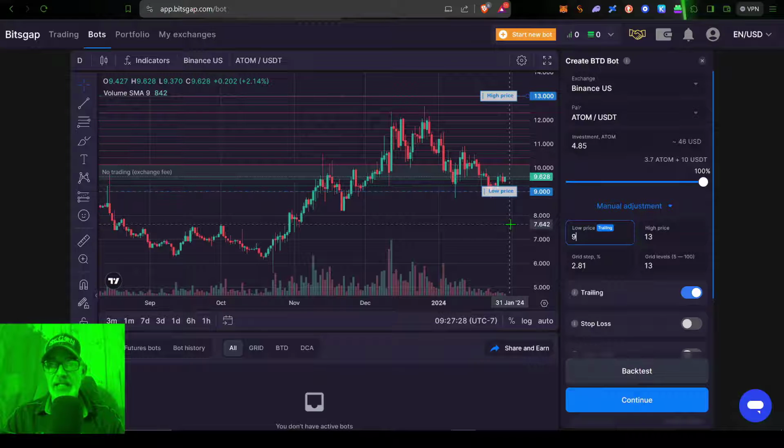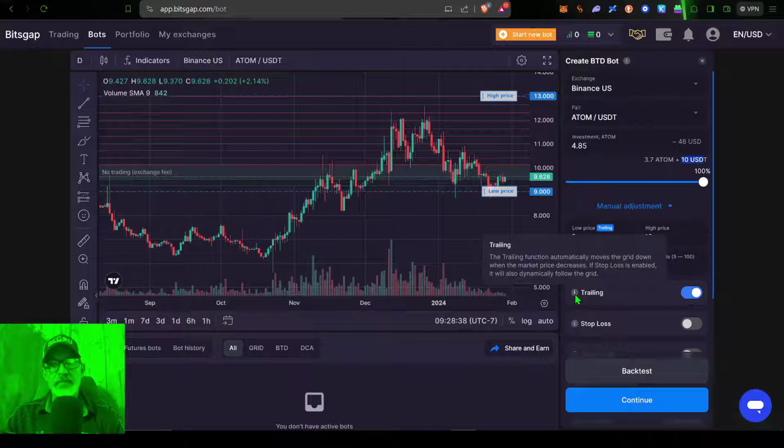Now with that being said, keep in mind, you will need some additional USDT available for the bot to make those buys if the price goes down below your lower limit. It will need more than this original amount, which in my case was only 10 USDT. It will need additional USDT to continue to buy if, say, the price drops all the way back down here to, say, the $6 range. So make sure you have additional funds available for the bot if you're going to have trailing enabled.